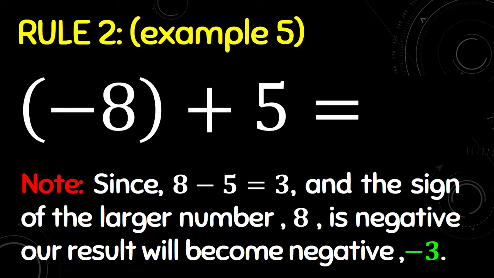Last example, we have here negative 8 plus positive 5. Again, 8 minus 5 is 3. And the larger number between 8 and 5 is 8. And the sign of 8 is negative. So our result is also negative, and that is negative 3.